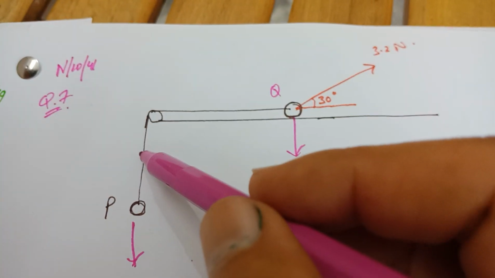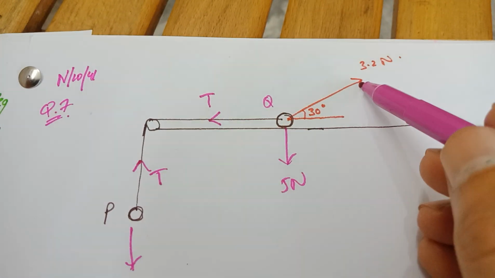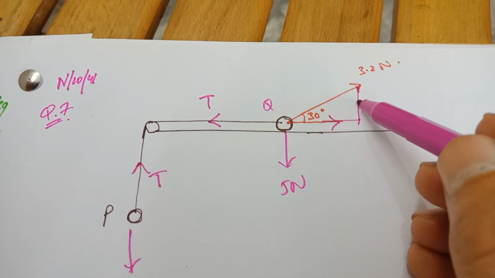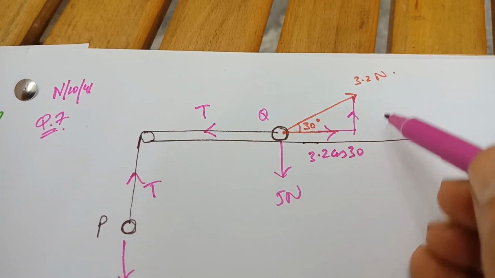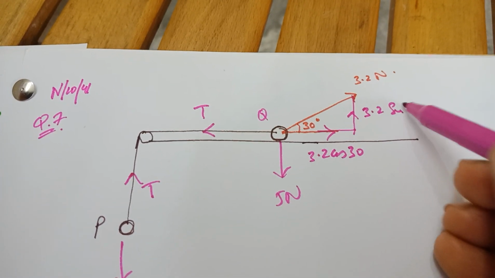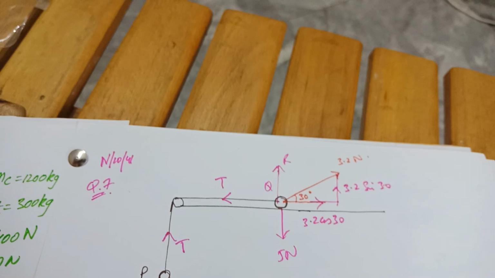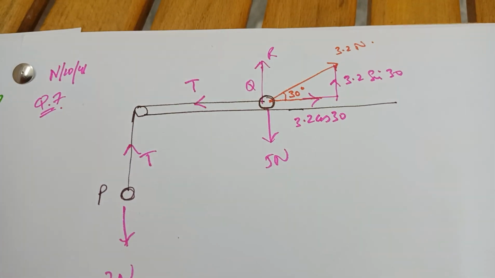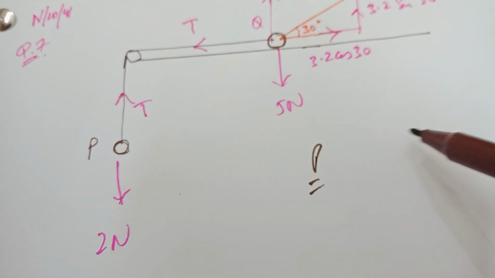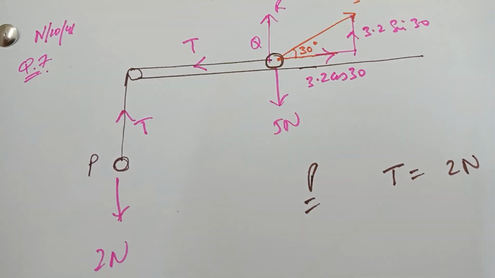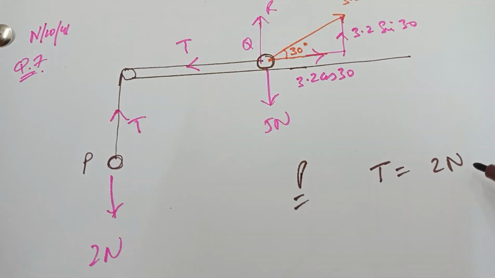Now let me show this tension upward over here, and here is the tension. And we should resolve this upward force. This is 3.2 cos 30, this is 3.2 sin 30, and here is the R to be shown. Now 6 marks, guys. So we have to find the coefficient of friction. First of all, by looking at this P, we can say that the tension in the string is right away 2 newtons. Like equilibrium situation, so this tension is 2 newtons.